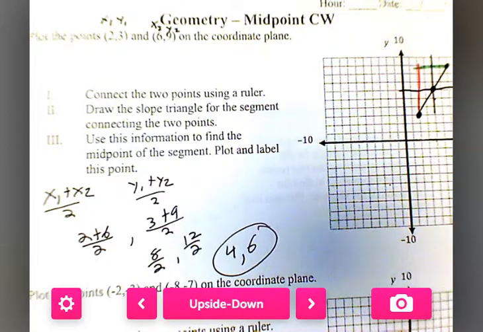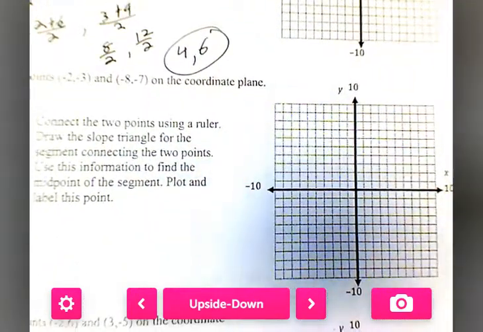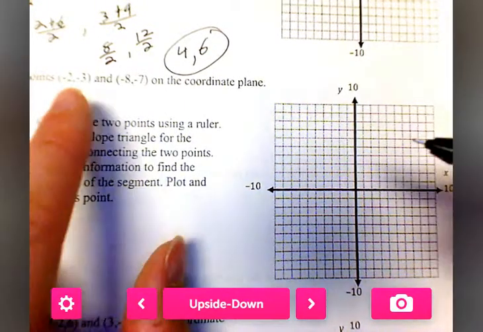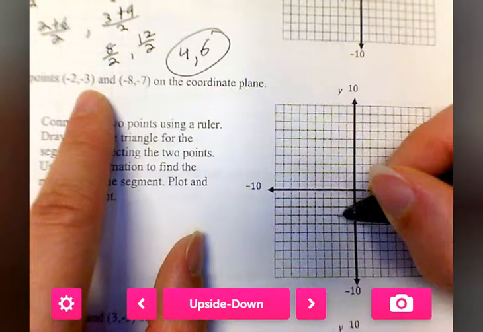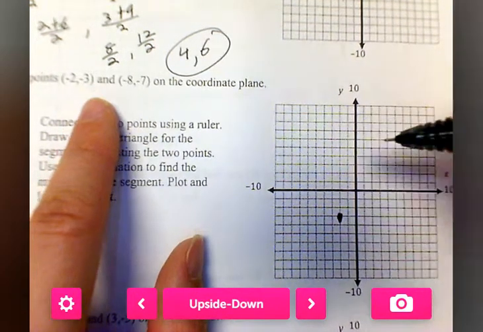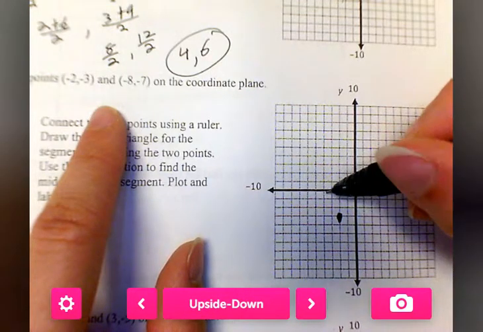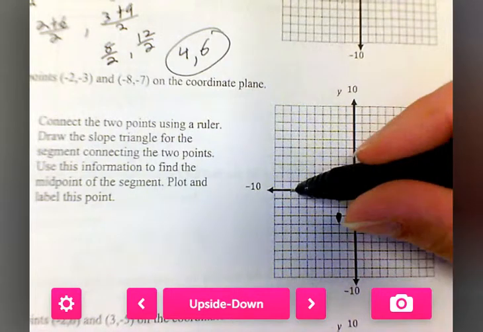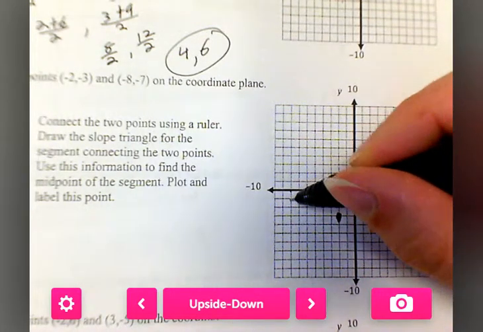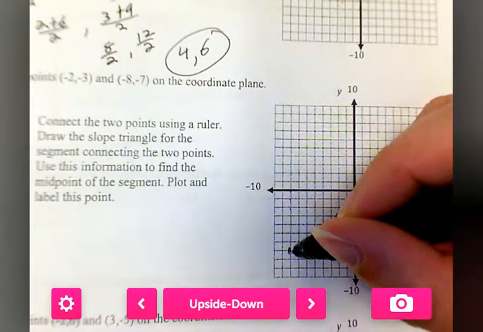Okay. So, let's try one more together, and then you're going to have lots of options to do it on your own. So I'm going to go to the left 2, down 3. I'm going to go to the left 8. 1, 2, 4. I lost track. 1, 2, 3, 4, 5, 6, 7, 8. And down 7. 1, 2, 3, 4, 5, 6, 7.